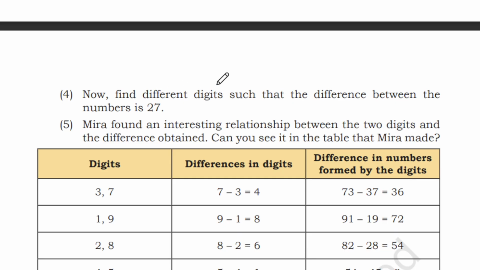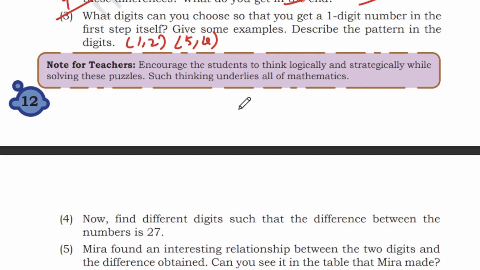So now find the different digits such that the difference between the numbers is 27. We already know 9 means you have to see the differences should be 1. So 9 twos are 27. So these are the multiples of 9s. Now you have to take the numbers having differences of 2. Let's try whether it's coming. We can take 1 and 3 and see. So the bigger number is 31 and the smaller number is 13.